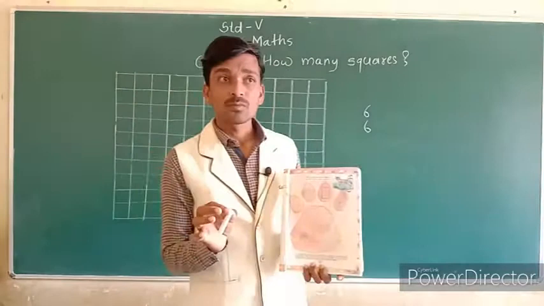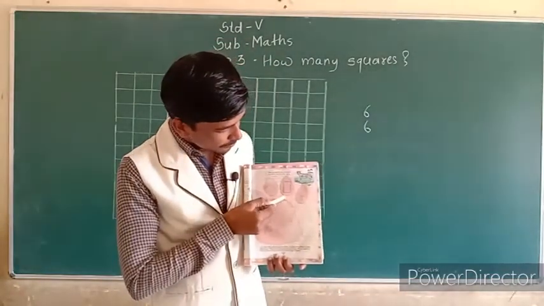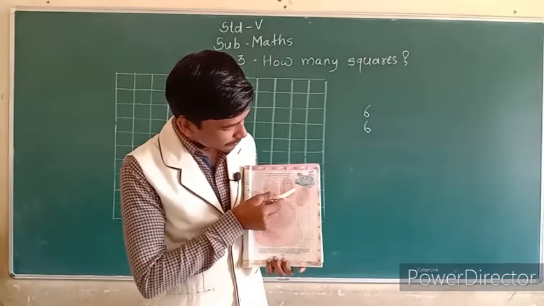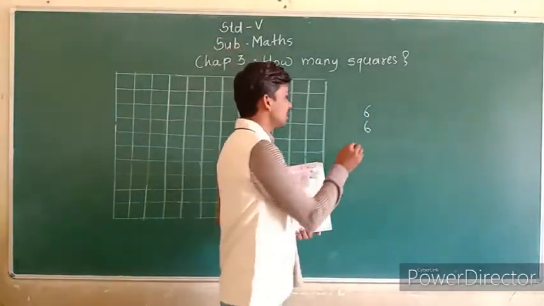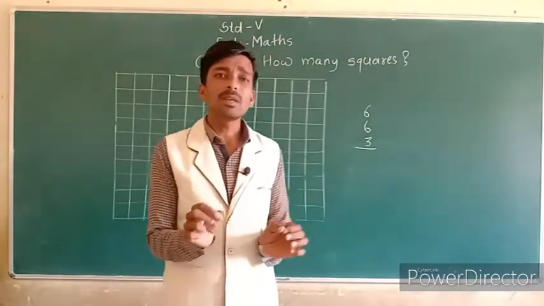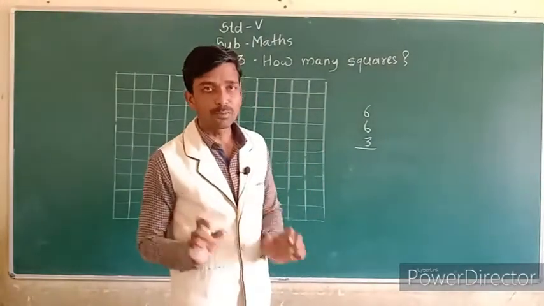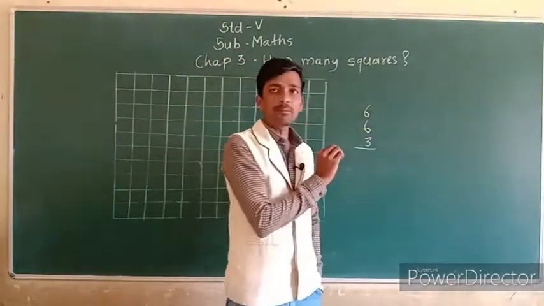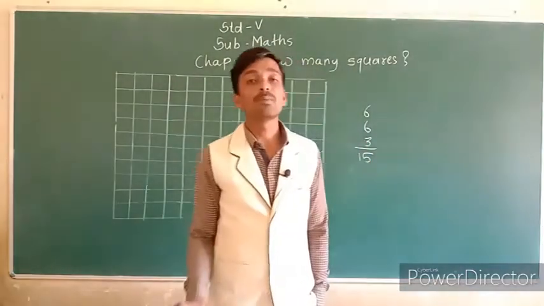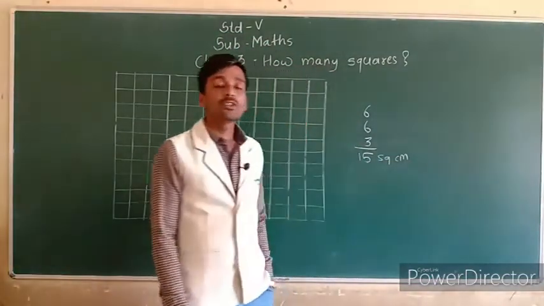Okay, and half squares. How many are there? See, this is 1, this is 2, this is 3. Okay, half squares are 3. And when we add these, you will get the approximate area for that shape or that footprint. Okay, see, 6 plus 6 is 12 and 12 plus 3 means 15, so the area for that shape is 15 square centimeters. That is important, 15 square centimeters.